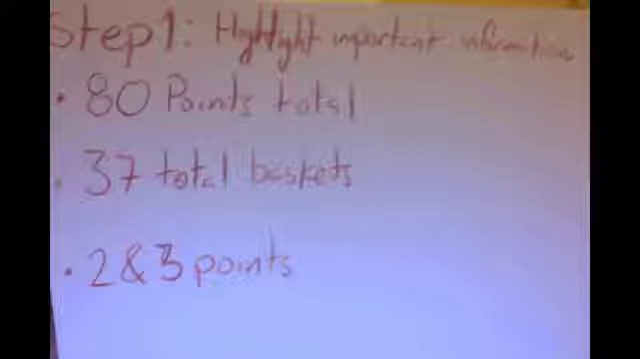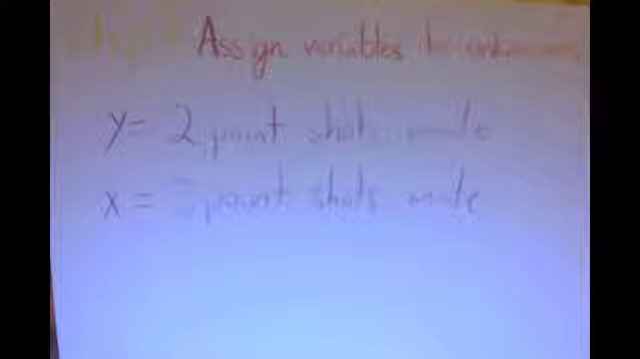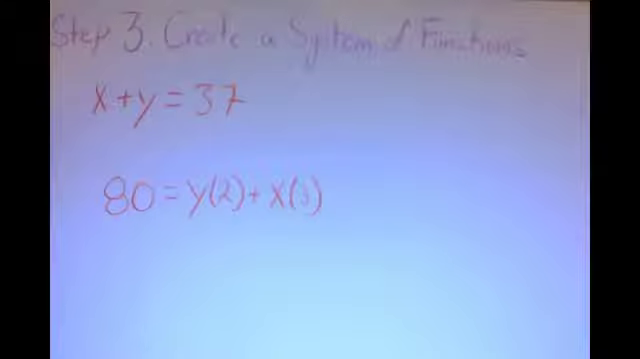Step 1. Highlight important information. We know that there were 80 points total, that they shot 37 total baskets, and that it was 2 and 3-point shots. Step 2 is to assign variables to the unknowns. In this case, we'll let y be the number of 2-point shots made and x be the number of 3-point shots made. Step 3. Create a system of functions.